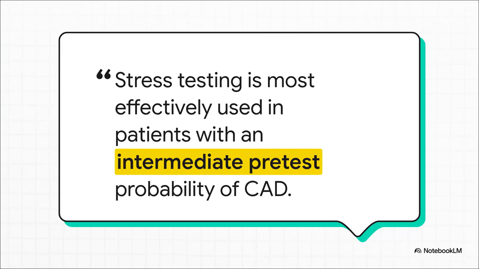So here's the crucial point. For your low-risk patients, that young person with atypical pain, you actually risk getting a false positive, which just kicks off this whole cascade of more tests. For your really high-risk patients, you should probably be thinking about going straight to an invasive angiogram. It's that intermediate zone, that's the sweet spot where stress testing really shines.